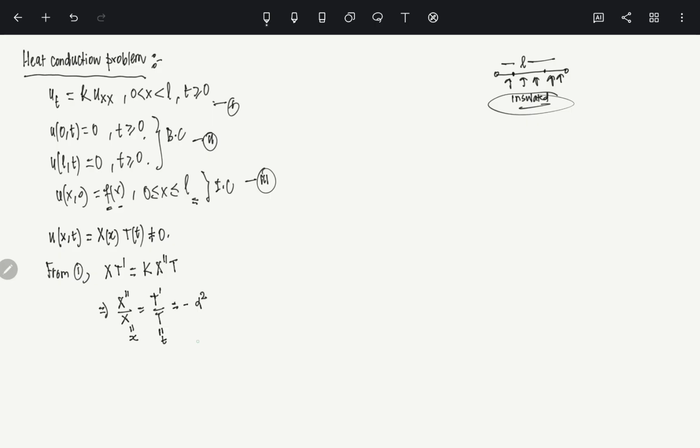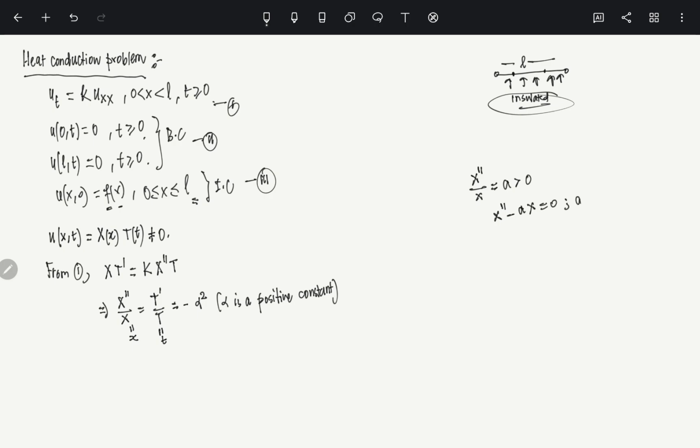Let's call it minus alpha square, where alpha is a positive constant. Why am I choosing minus alpha square and not plus alpha square? Because you can easily see that if X double prime by X equals, let's say, a, which is positive, then X double prime minus aX equals 0, right?